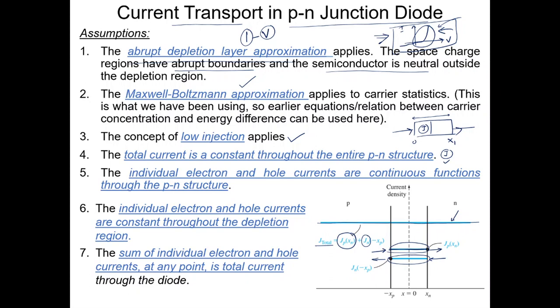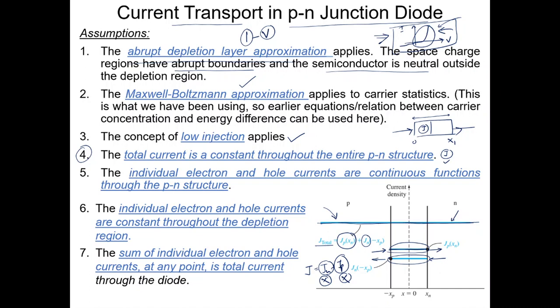And then the last assumption is that the sum of the individual electron and hole currents at any point is the total current, and that's basically the same as what we said in point number 4, that the total current is flat. The total current will be flat because it is nothing but the electron current plus the hole current. Now the electron current could be a function of x, the hole current could be a function of x, but at any point if you add these two, it should give you a constant current. Which means that once we have Jn as a function of x and Jp as a function of x, we can find these values at one point and just add them to find the total current. We don't have to worry at what point we add. Wherever we find their values, we just add and we are done.